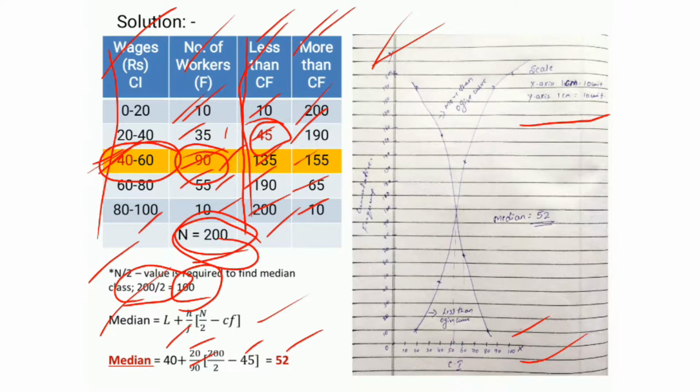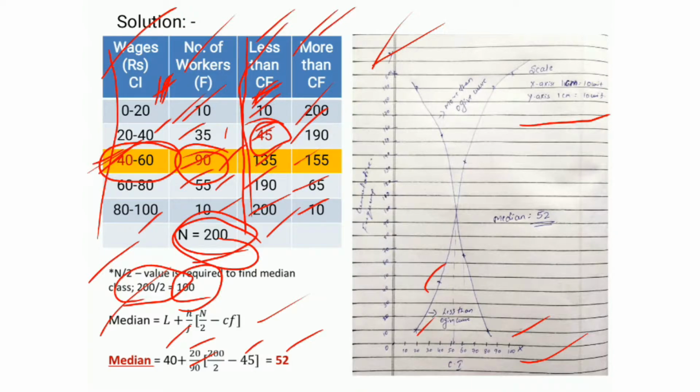Now for plotting the less than cumulative frequency chart, compare the upper limit of the class interval to the less than cumulative frequency values. So the x-axis will be 20 and the y-axis 10, and that point is marked. Then x-axis is 40 and y-axis is 45. So 40 and 45 is the second point.